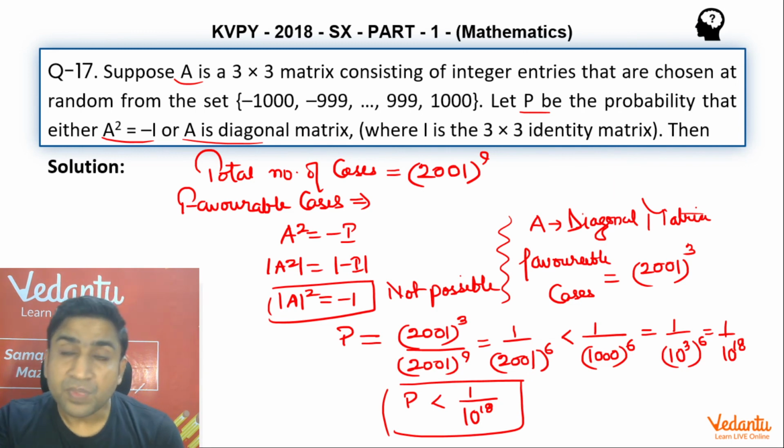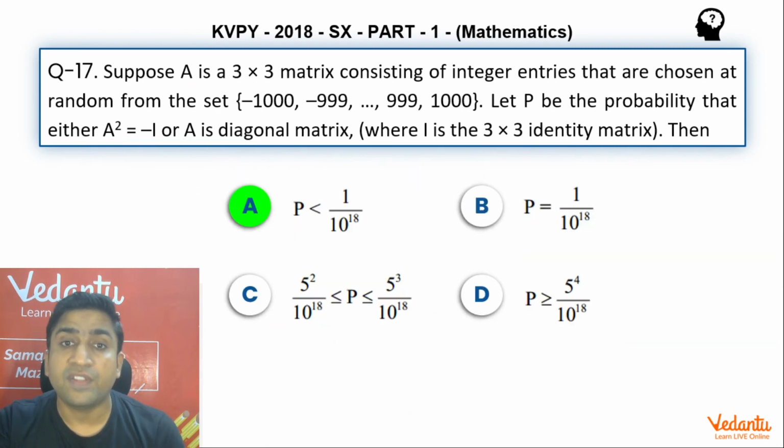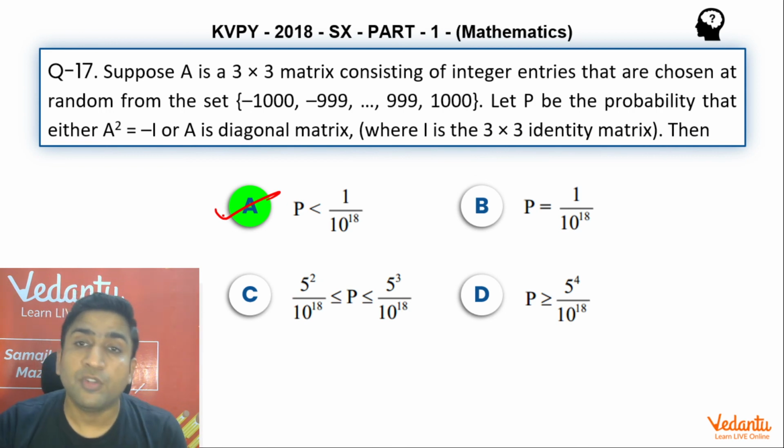If you want to confirm which option is the correct one, as you can see on the screen, my probability value is obviously going to be less than 1 upon 10 to the power 18. So this is what we have got corresponding to this application. I'm sure bacho, all of you would have understood the solution and would have appreciated it.